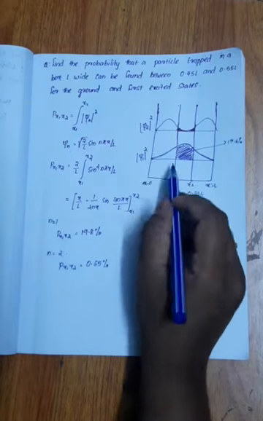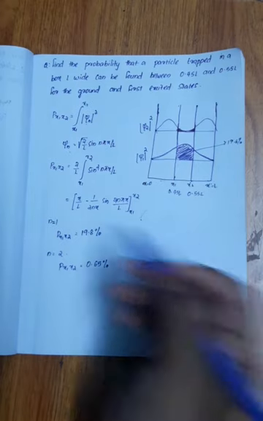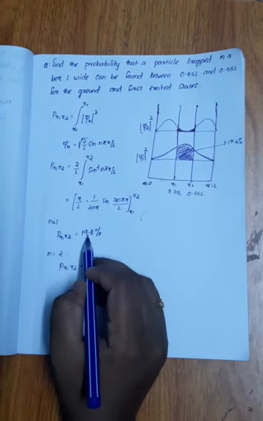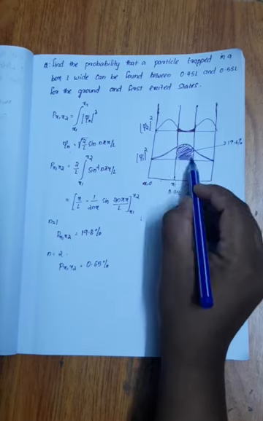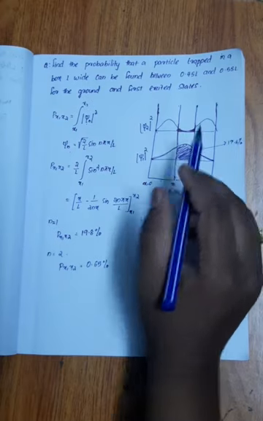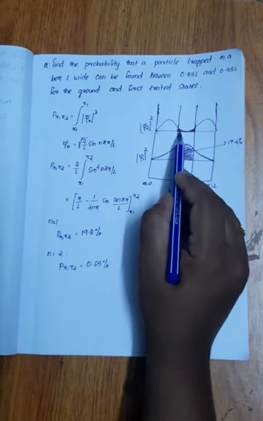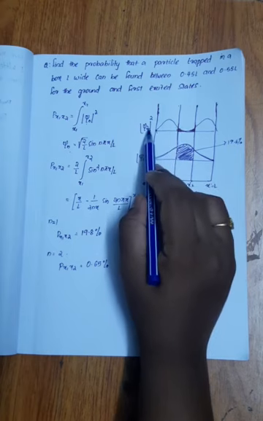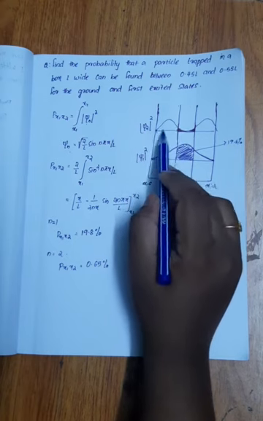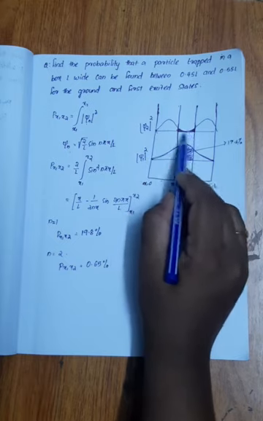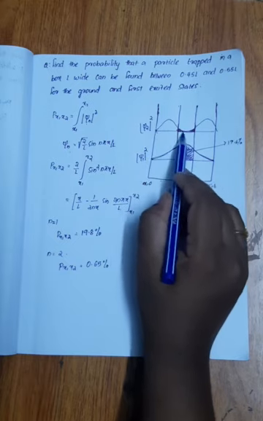The probability of the particle in the first excited state, that is n equal to 1, is 19.8%, and this will be the portion. And the probability of the particle in the second excited state, that is modulus of psi 2 squared, will look like this, and this will be the portion, 0.65%.